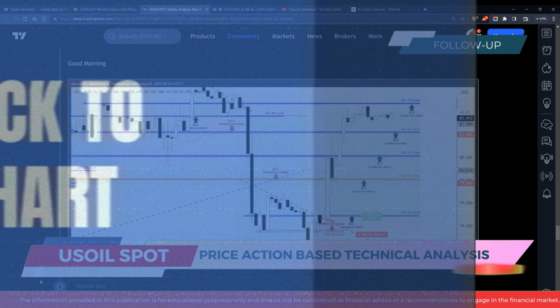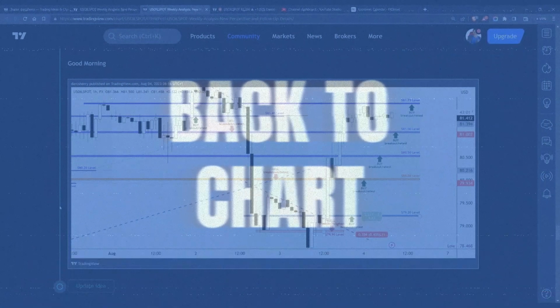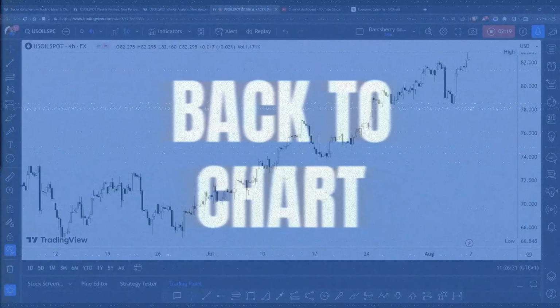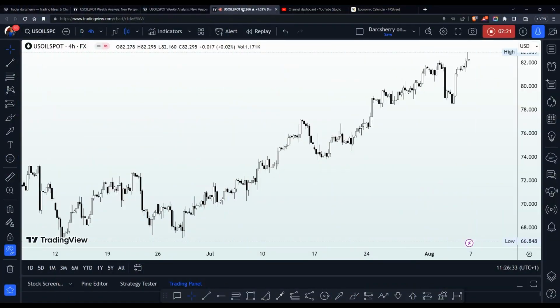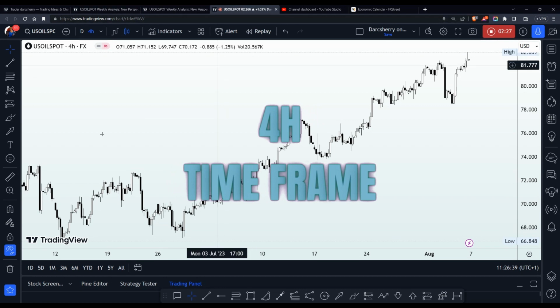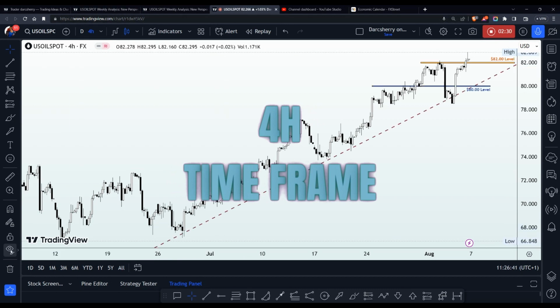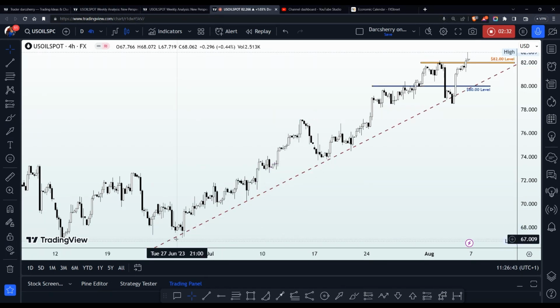Now that we have our groundwork laid, let's dive right into the business. I have a very simple setup here. There is nothing too complicated on this chart right here. So our center of focus today will be on the 4 hours time frame. On the 4 hours time frame, what I did here was to take into consideration the nature of price action since the beginning of the month of July.